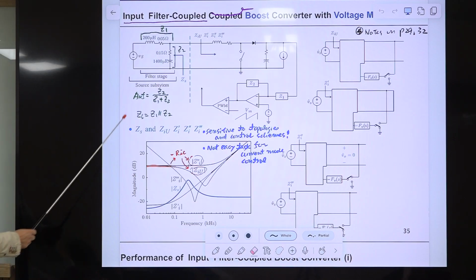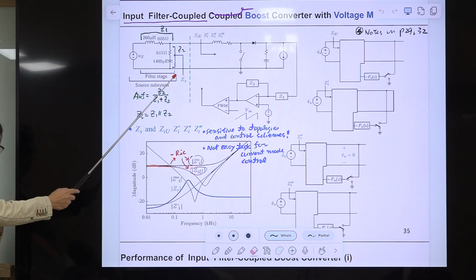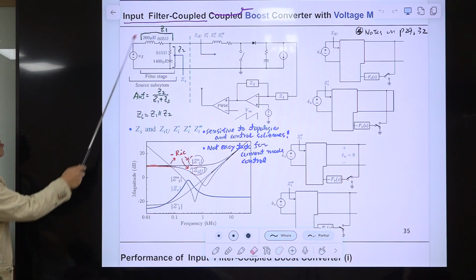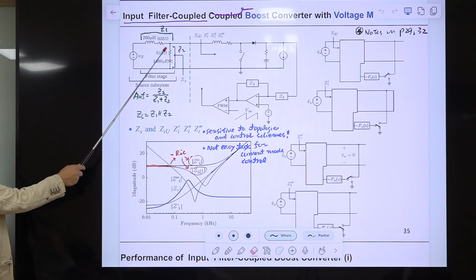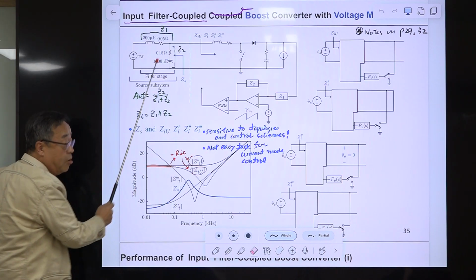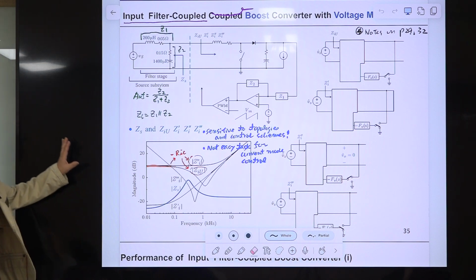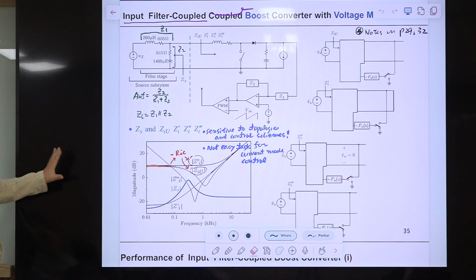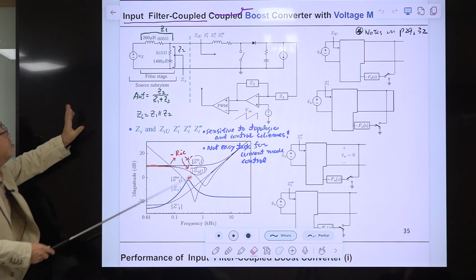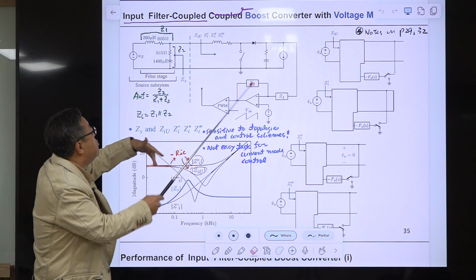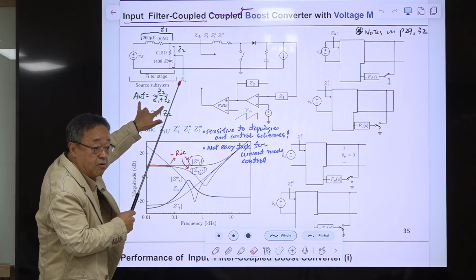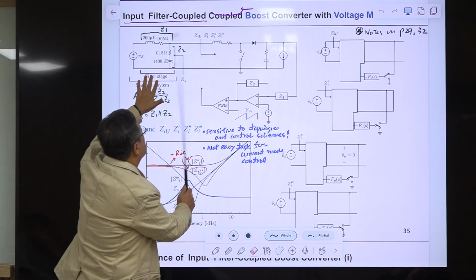Okay, and this is the simple input filter. But this can be anything. This is the simple example. I said this is a very practical problem, and many people suffered with this problem because if one has this converter, the designer should have this filter stage. Then they interact here.